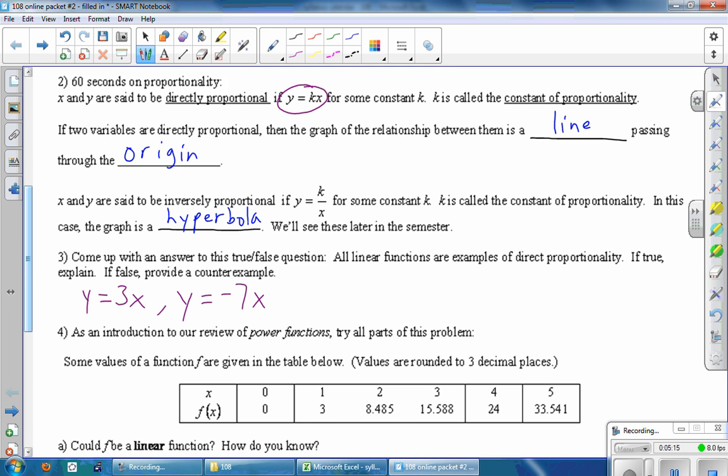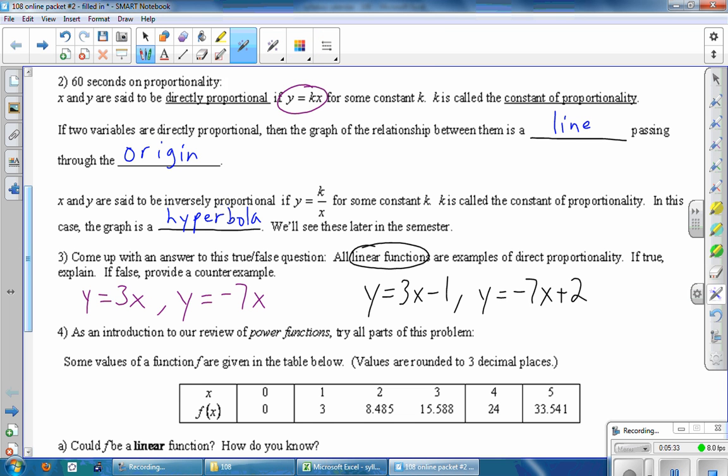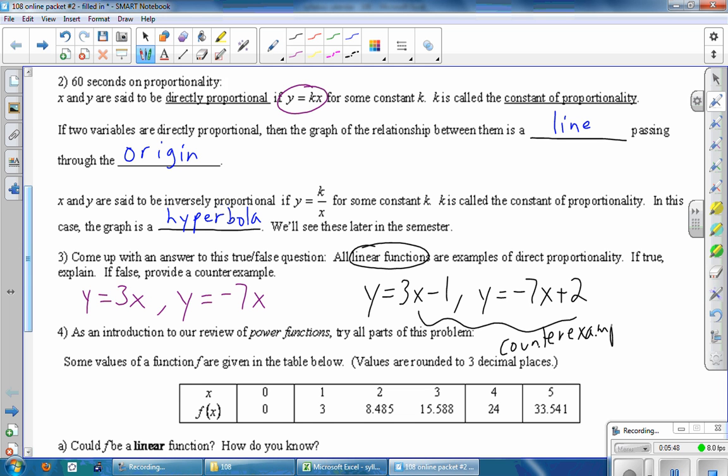But what about y equals 3x minus 1, or y equals negative 7x plus 2? Those are linear functions. So we'll circle in black here. Those are two linear functions, but they are not examples of direct proportionality. Direct proportionality means it's got to be y equals k times x and nothing else. Adding a 2 means it is not an example of direct proportionality. So here are two counterexamples, which means the statement is false.